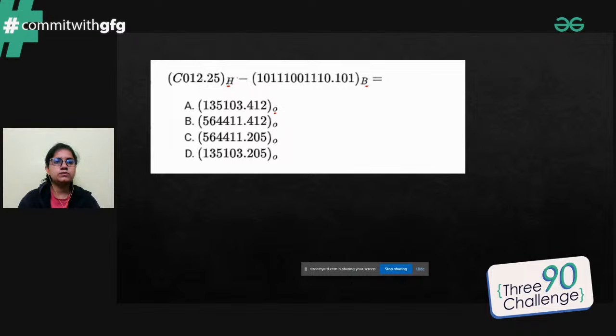So can we just do the subtraction as it is? No. First we have to convert either this into the binary form or this into the hexadecimal form. Then only we can do the subtraction, and we have to get the answer into the octal form. So this is the conversion we have to do. So let's solve the question.